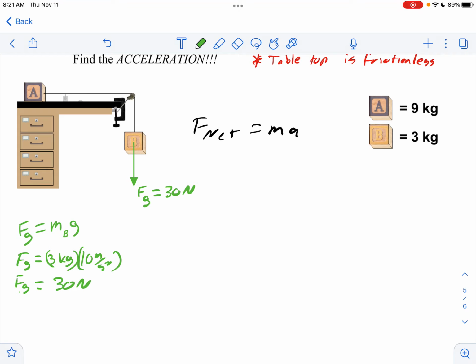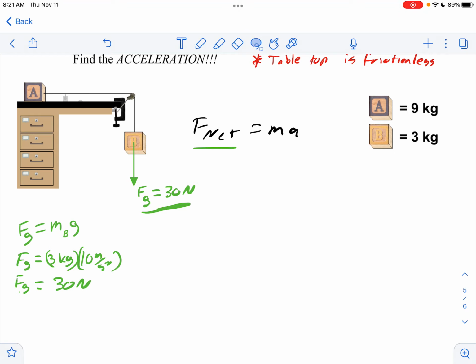That has the result of reducing the acceleration of B, because B has to tow A. If you've ever towed a trailer or a boat with your car, you know the car doesn't pick up as well because it's got to drag all that extra mass of whatever you're towing. That's exactly what's going on here. The net force is going to be the force of gravity. This force is doing all of the pulling for both of the blocks.